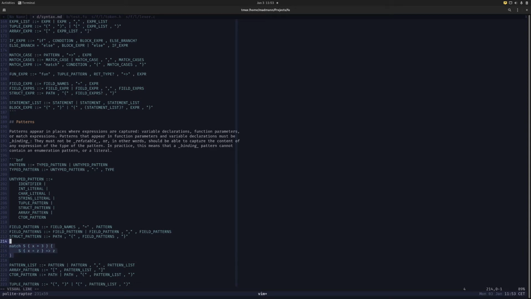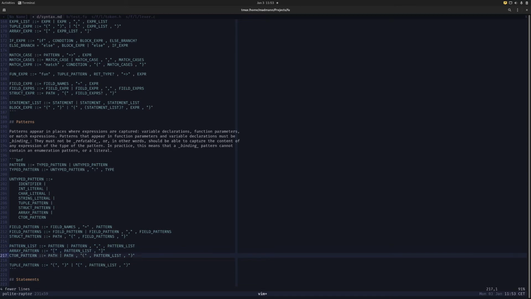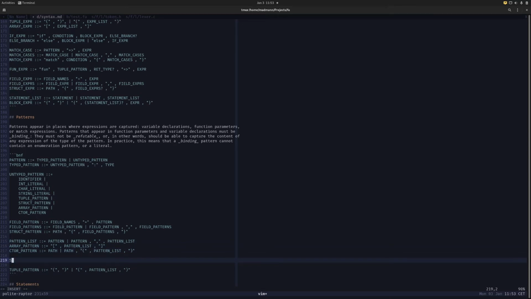And then there's a constructor pattern, which is a pattern of the form of a path followed, so like s.b followed by something like x, y, which essentially captures an object of type b constructed with x and y, which could be an enumeration, but it could also be a structure if I allow structures to be declared with parentheses as well. And then there's a tuple pattern, which is just a pattern list contained within an open parenthesis and closed parenthesis.